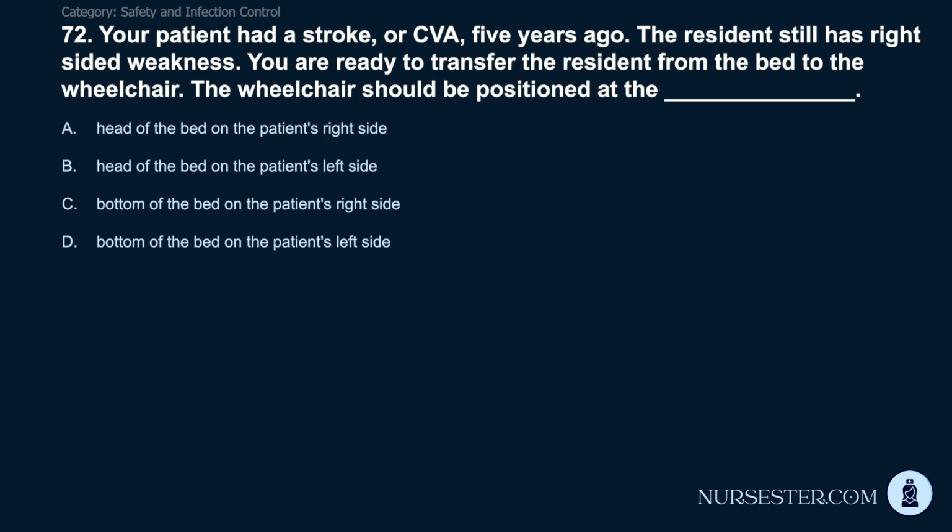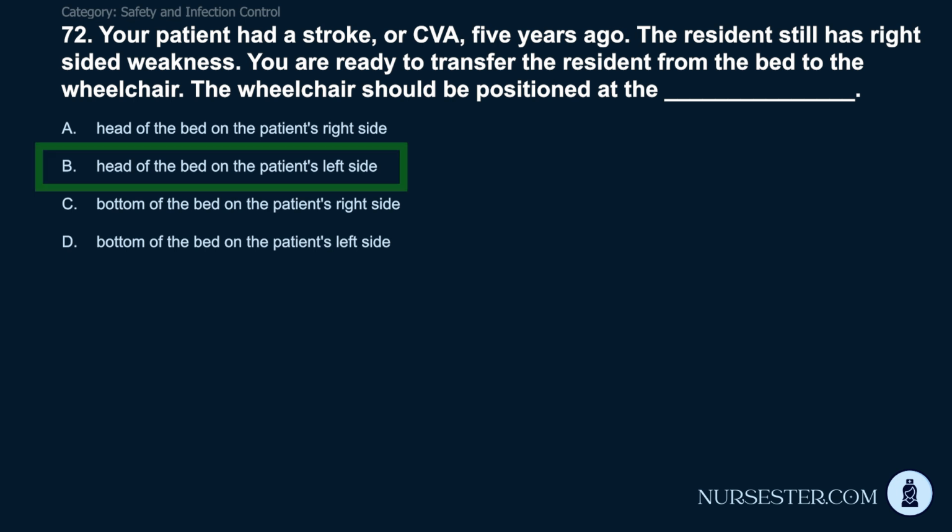72. Your patient had a stroke, or CVA, 5 years ago. The resident still has right-sided weakness. You are ready to transfer the resident from the bed to the wheelchair. The wheelchair should be positioned at the underscore. A. Head of the bed on the patient's right side. B. Head of the bed on the patient's left side. C. Bottom of the bed on the patient's right side. D. Bottom of the bed on the patient's left side.